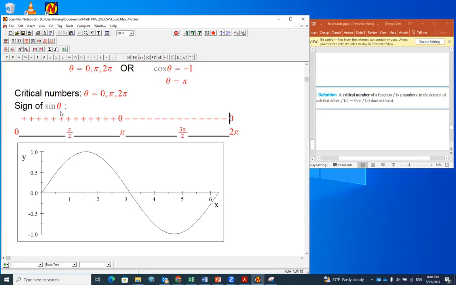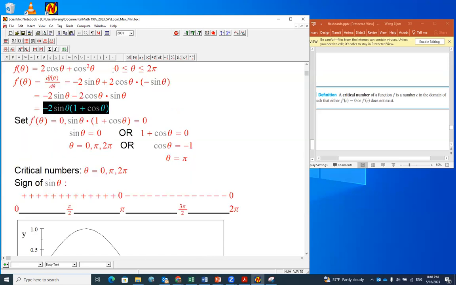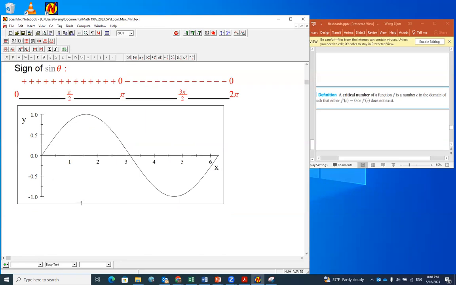So we know the sign of sine theta. How about the sign of 1 plus cosine theta? We're looking at this product. Negative 2 is negative and sine theta has different signs, but how about 1 plus cosine theta? Well, cosine theta has a range between negative 1 and positive 1.